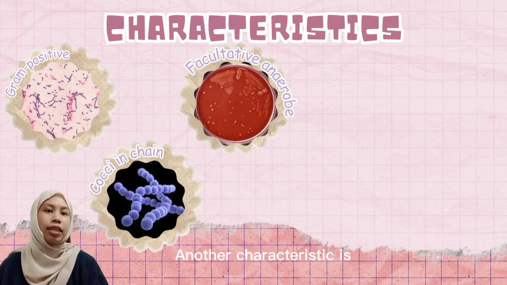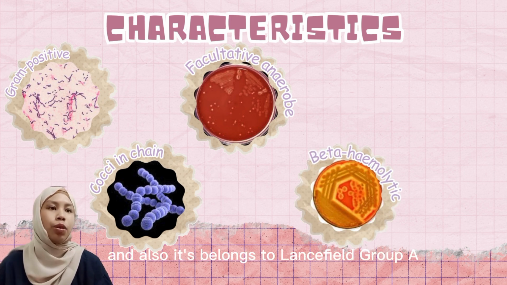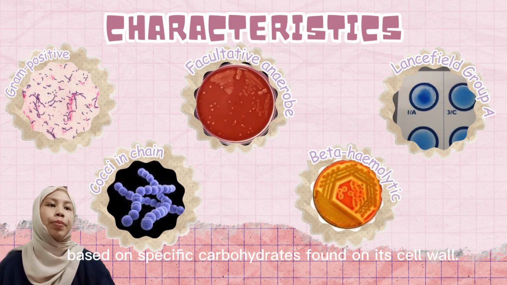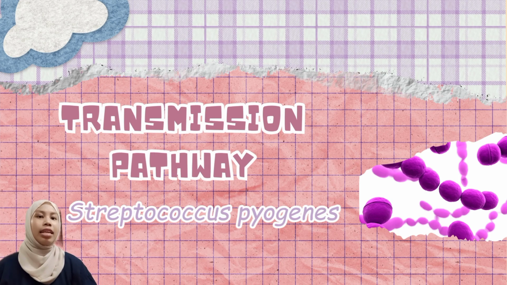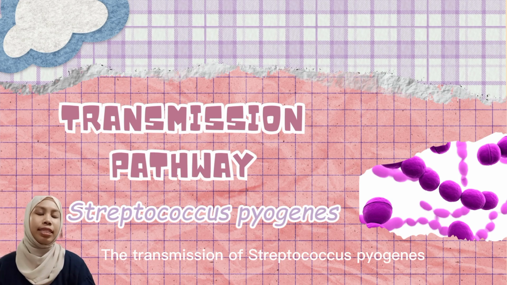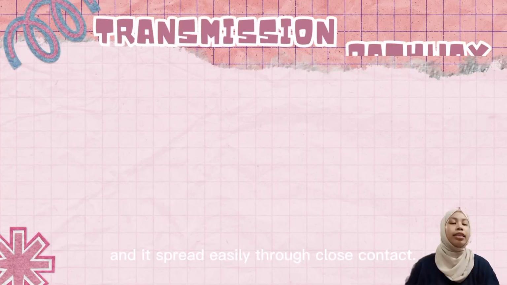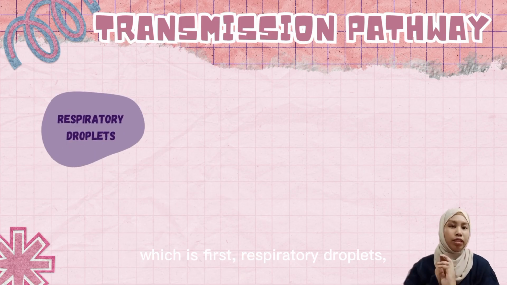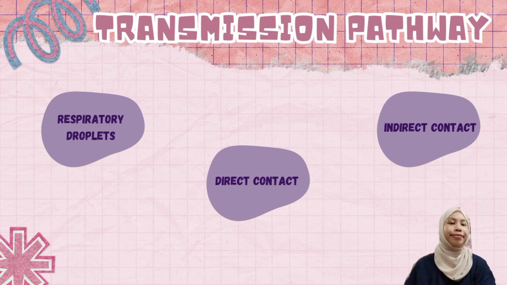Another characteristic is that Streptococcus pyogenes is beta-hemolytic, and it also belongs to Lancefield group A based on specific carbohydrates found on its cell wall. Next, transmission of Streptococcus pyogenes. The transmission of Streptococcus pyogenes is very efficient and it spreads easily through close contact. There are three main modes of transmission, which are respiratory droplets, direct contact, and indirect contact.